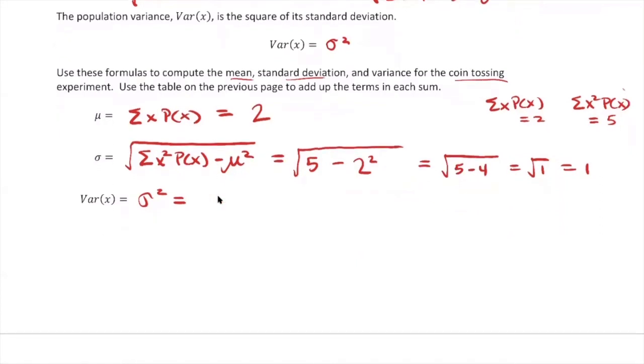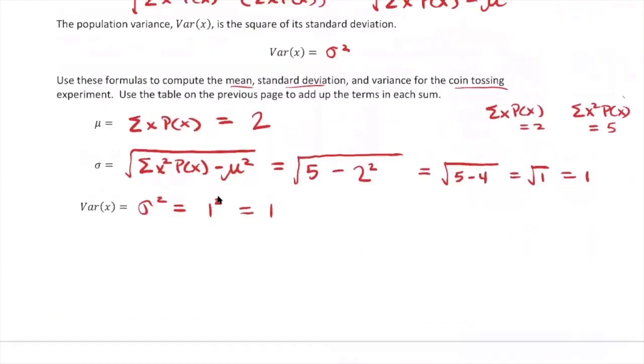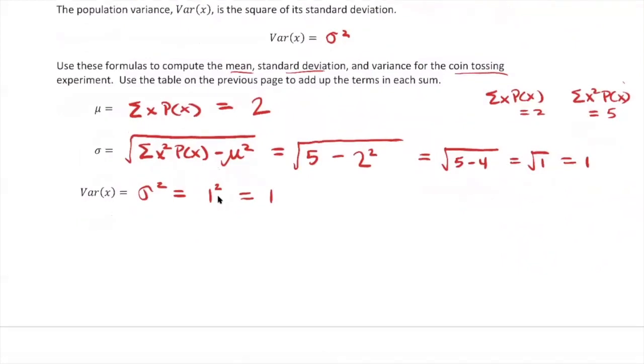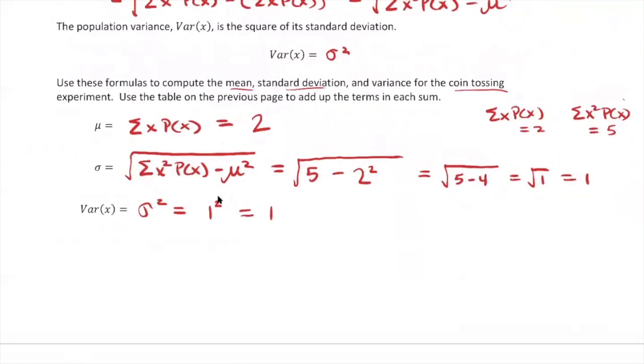Variance is the standard deviation squared, so this will be 1 squared. So the variance is 1. Variance is important in the next section of the material. Okay. What's next here? Okay, I'm just waiting to see if anybody's got questions right now.